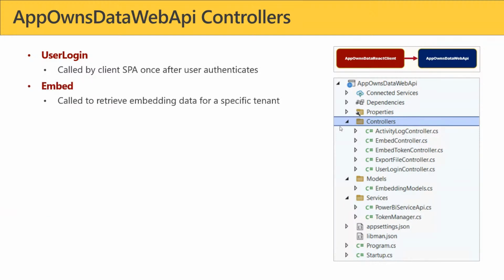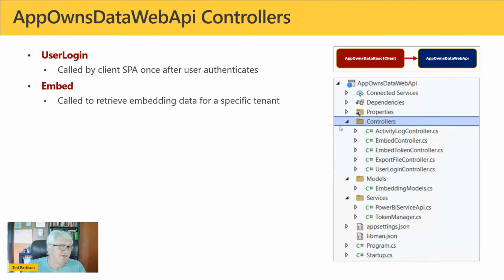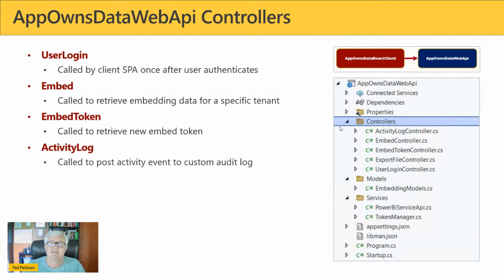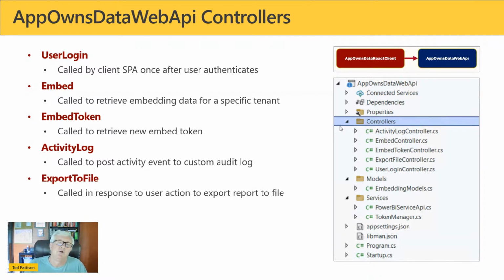Now, the embed controller is important. We're going to take a deeper look at that because that returns the data that we need for embedding. We also want to be able to refresh just the embed token, so there's another entry point just to get the embed token and its related metadata back. We have an activity log, and that's where the client SPA makes a web API call to log activity and put it into the database. And then this one's new with this version. We also have an export to file.